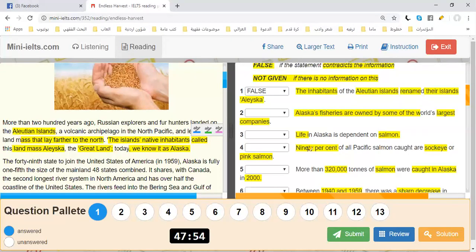This is Fatima's comment. It's called. Okay, called means renamed. Clear? Or not yet? Got it, guys? Yes, Ayman, actually it's the opposite. They didn't call the islands, they called the mass land, or the land mass.